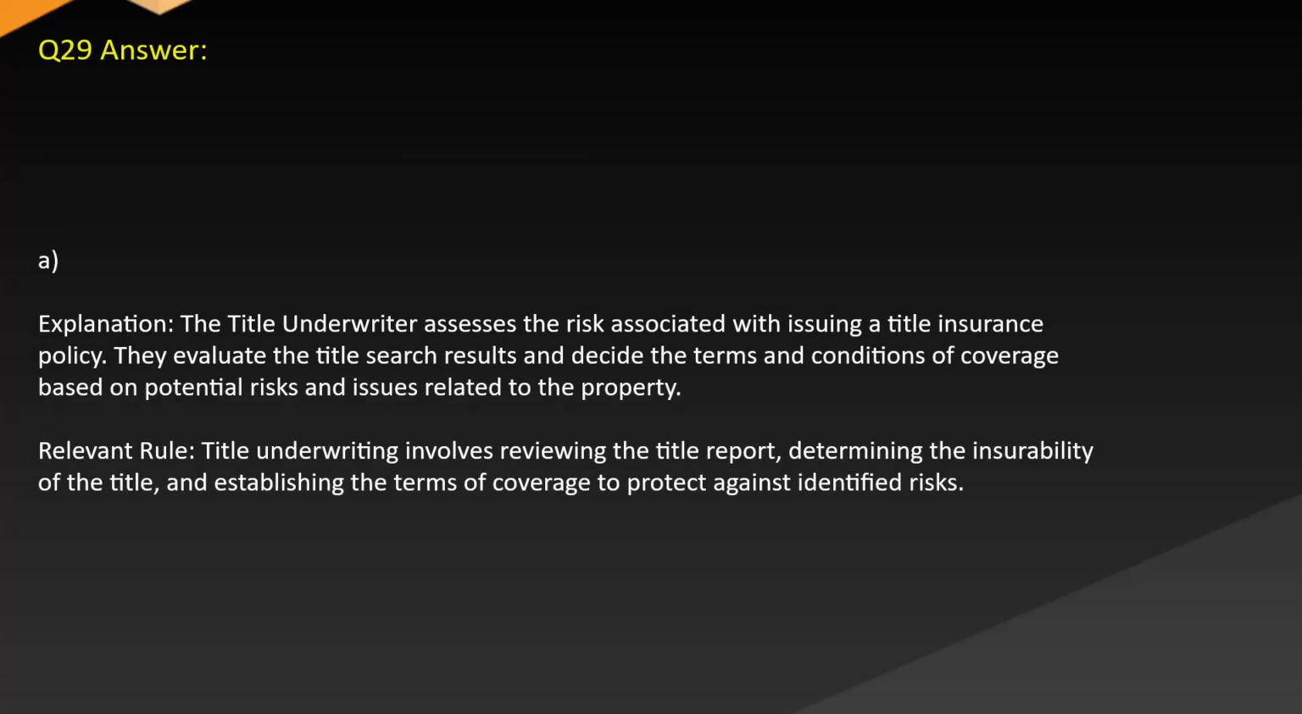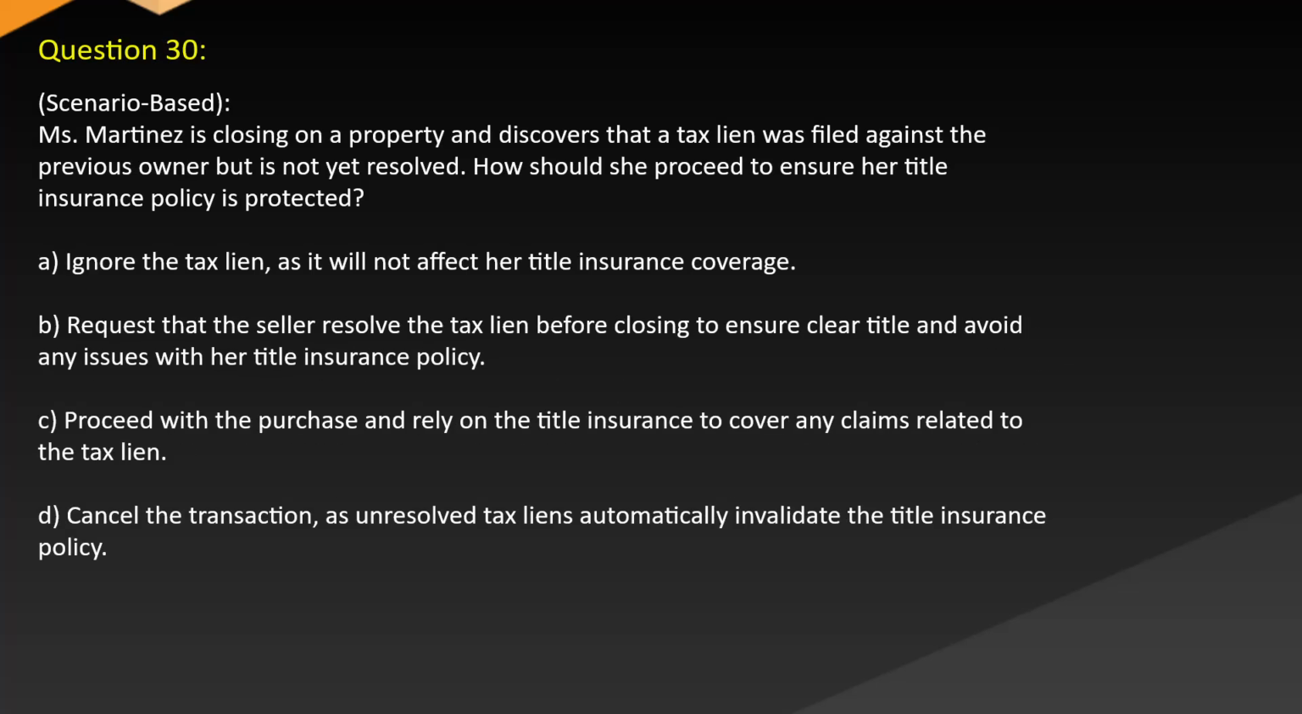Answer A. Explanation. The title underwriter assesses the risk associated with issuing a title insurance policy. They evaluate the title search results and decide the terms and conditions of coverage based on potential risks and issues related to the property. Relevant rule. Title underwriting involves reviewing the title report, determining the insurability of the title, and establishing the terms of coverage to protect against identified risks.